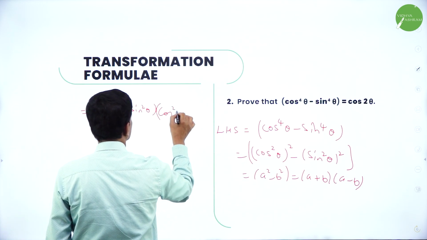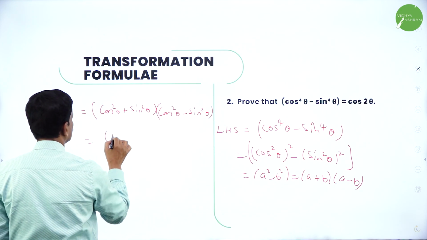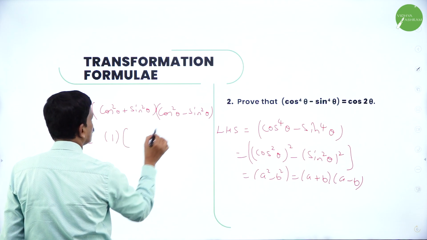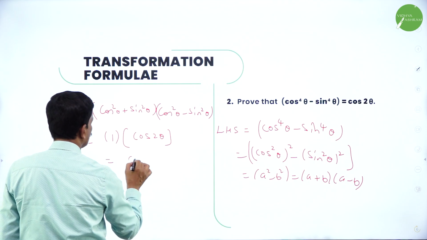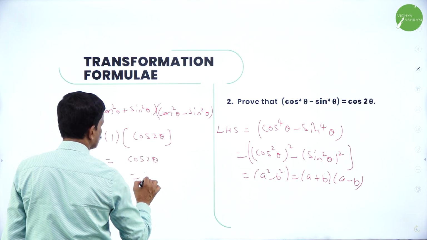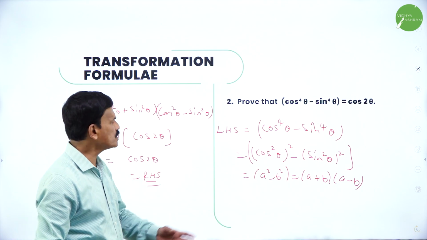A minus b is nothing but cos square theta minus sin square theta. You know cos square theta plus sin square theta is 1. Again, cos square theta minus sin square theta is equal to cos 2 theta. 1 into cos 2 theta is cos 2 theta, which is the required RHS. That's it. Okay, very simple.